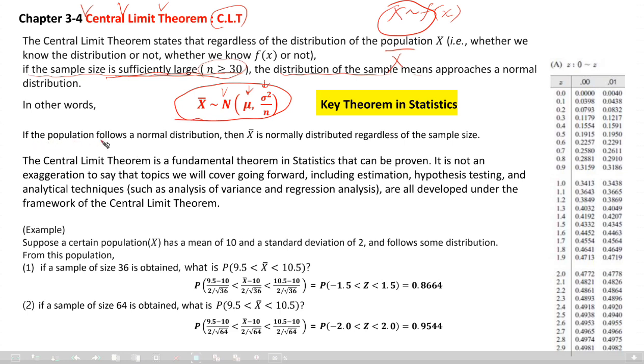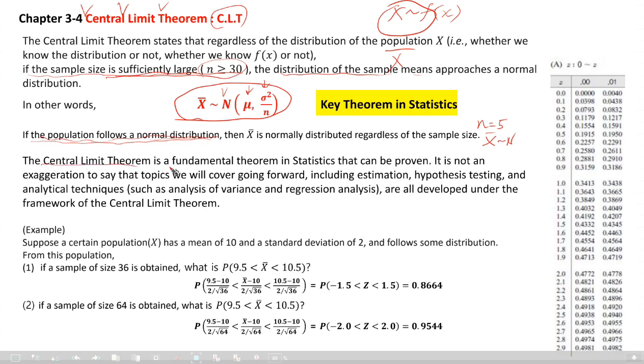If the population follows a normal distribution, then x bar is normally distributed regardless of the sample size. Whatever the sample, with n equal to 5, x bar follows exactly a normal distribution, right? Because X1 up to X5 follow a normal distribution.